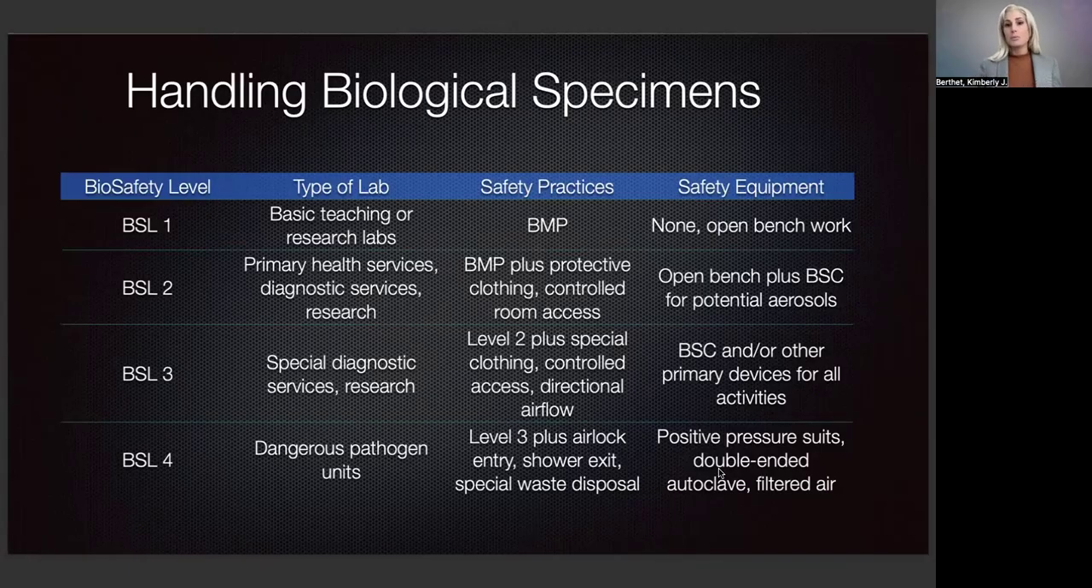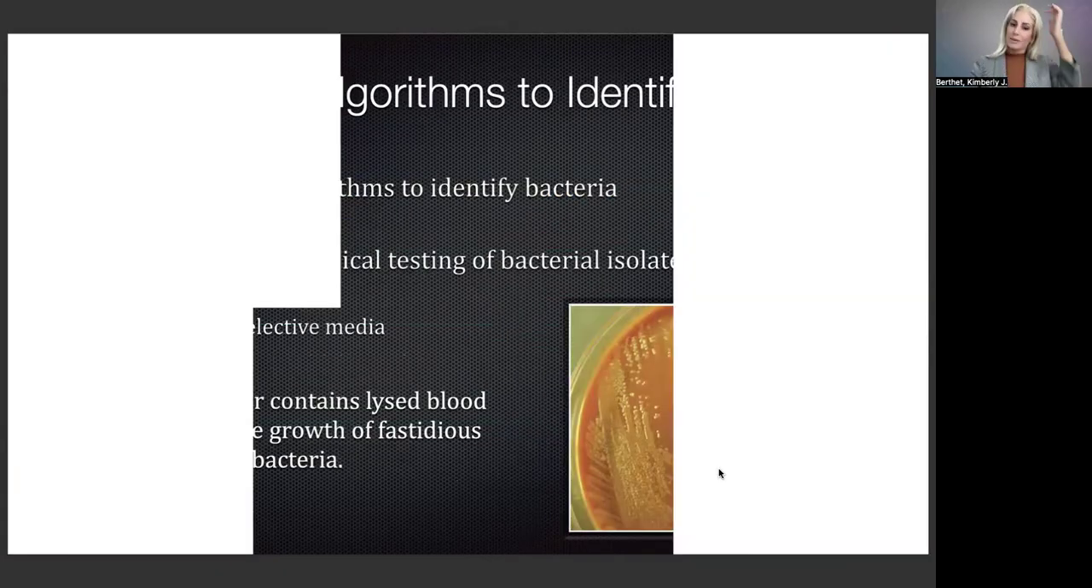So this is when we see people in those large suits. They actually have positive pressure, meaning that if there was a hole in the suit, it would prevent microorganisms from coming into the suit. The positive pressure would push outwards, preventing microorganisms from getting in and contaminating the person. We also have double-ended autoclaves and filtered air within a BSL level 4.